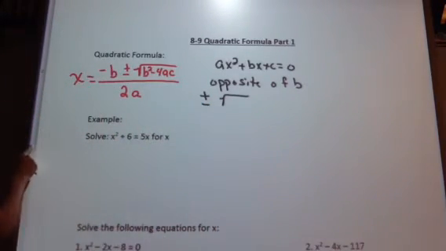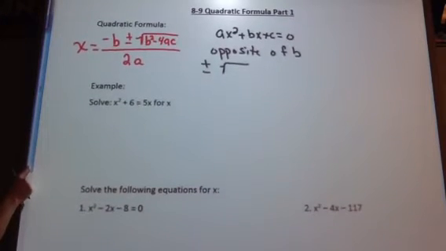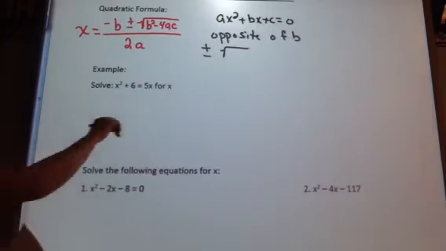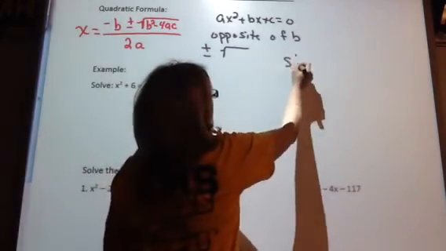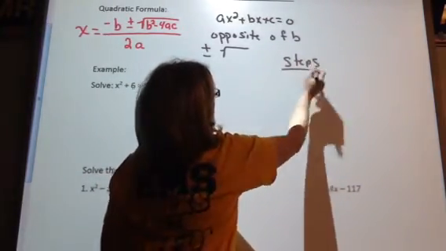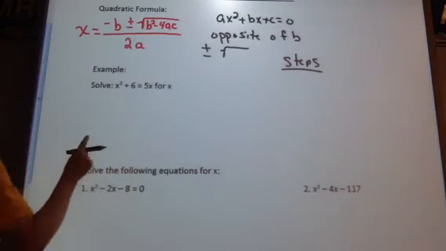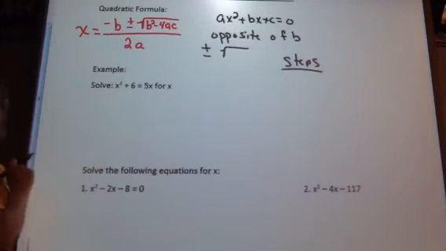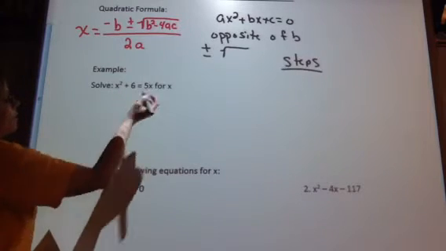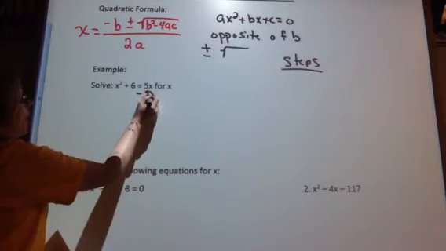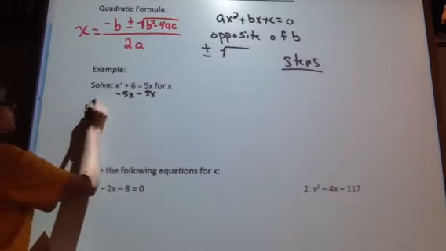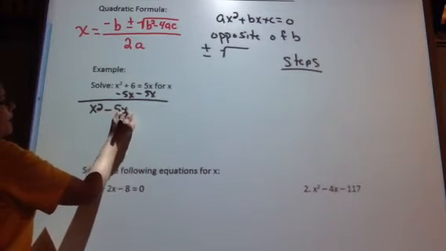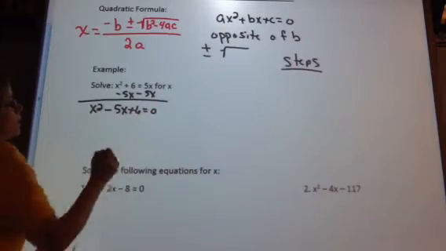Alright, so let's do an example here. And then over here to the side, we'll write the steps. Okay, first step is we need to get the equation equal to 0 so we can identify our a, b, and our c. And it's not equal to 0. So to do that, we can subtract 5x from both sides. So we have x squared minus 5x plus 6 equals 0.